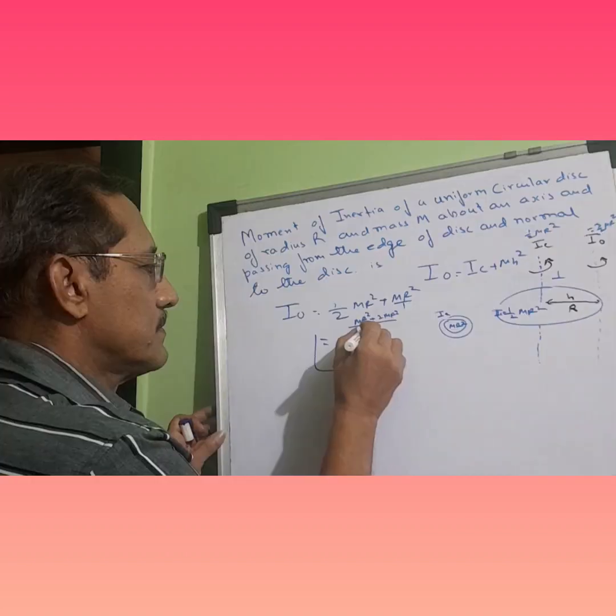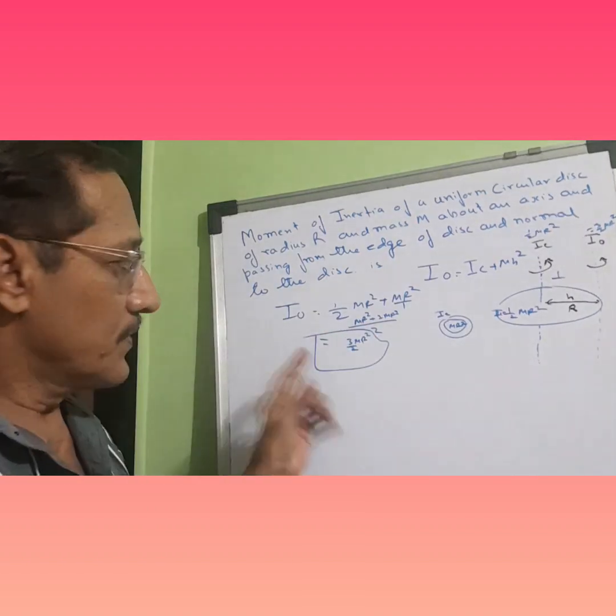So that's so simple. This is our answer: 3 by 2 mr square.